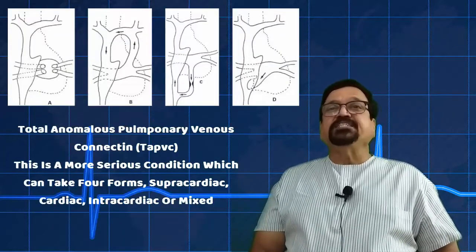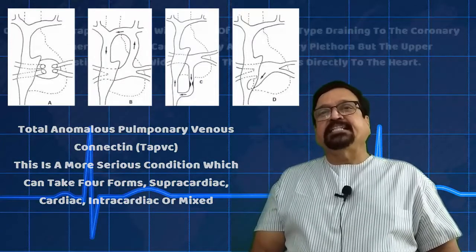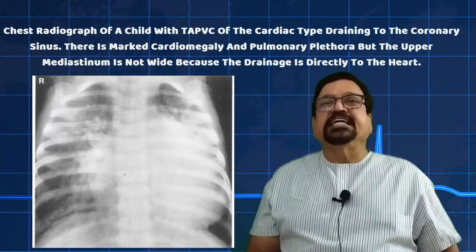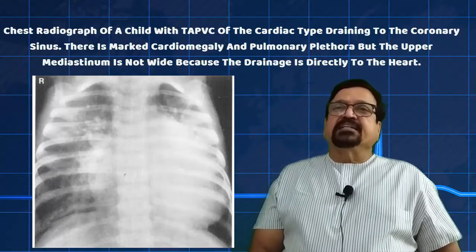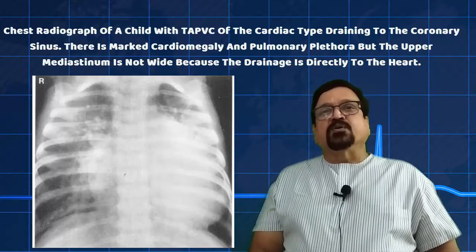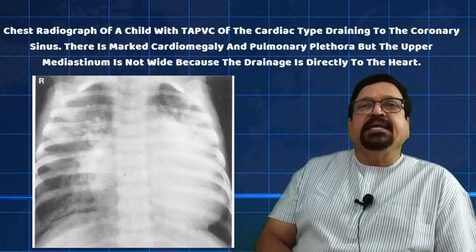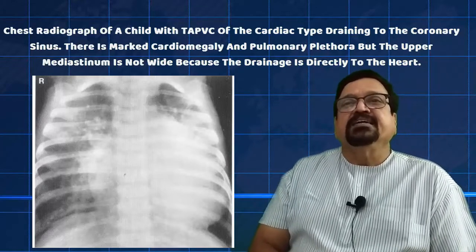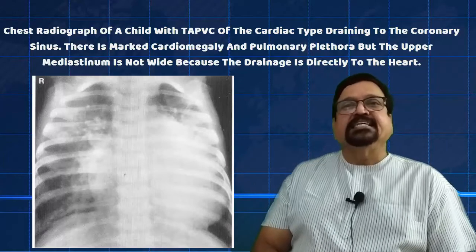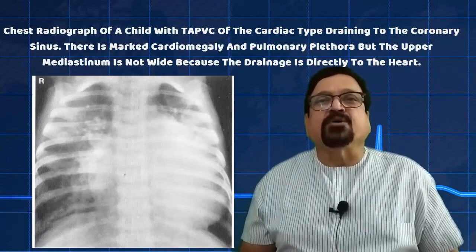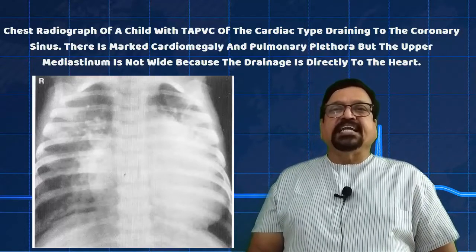Now this is a way in which anomalous pulmonary venous connections can occur. What we are seeing here is total anomalous pulmonary venous connection, the cardiac type draining into the coronary sinus. See the chest radiograph of a child with TAPVC of the cardiac type draining into the coronary sinus. There is marked cardiomegaly and pulmonary plethora, but the upper mediastinum is not wide because the drainage is directly into the heart.